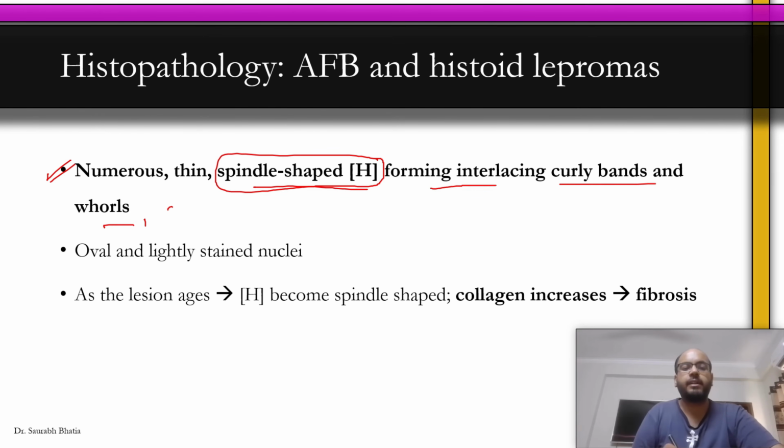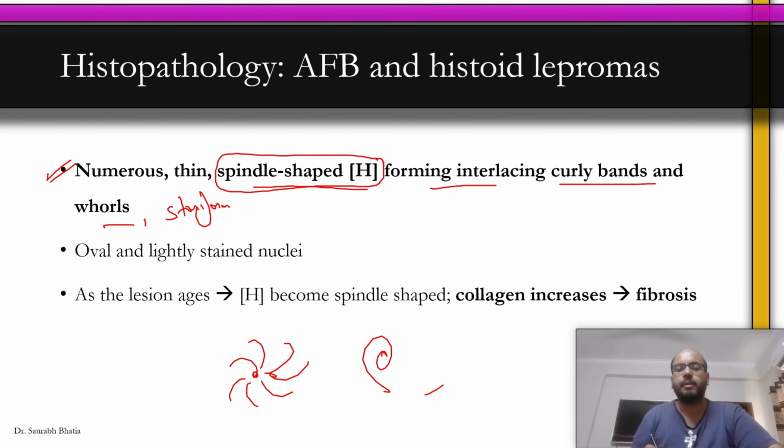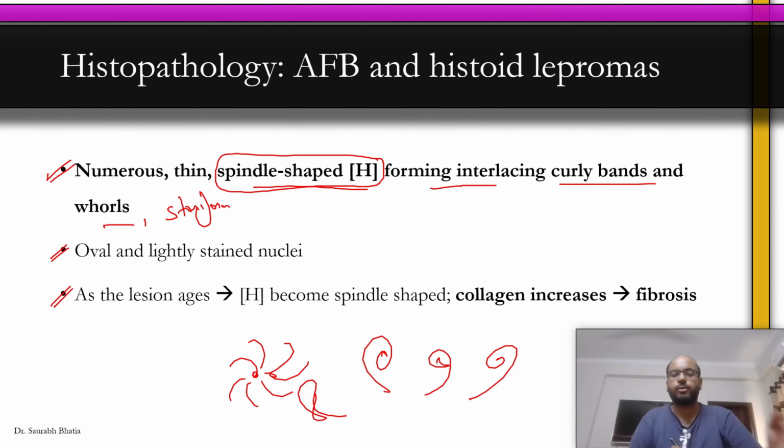In fact, the pattern is described as storiform or pinwheel-like. So like this, or like this. Imagine seeing a Van Gogh painting. So it looks like that. These individual spindle-shaped histiocytes have oval and lightly stained nuclei. And as the lesion ages, as it grows older, the histiocytes become spindle shaped because that's how it matures.